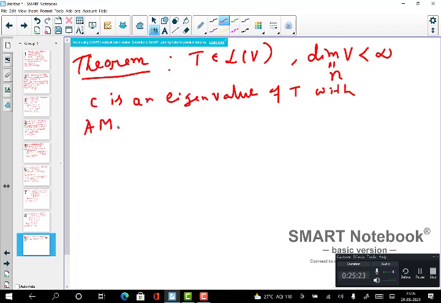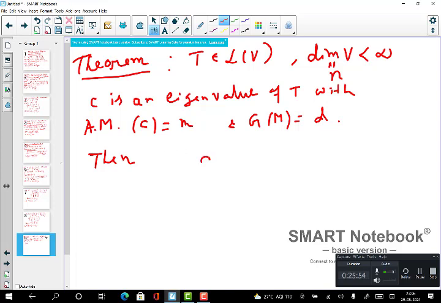So let me write this in short form. AM is algebraic multiplicity. I mean to say that the algebraic multiplicity of c is equal to, say, m, and the geometric multiplicity of c is equal to, say, d. So let me write down these symbols d and m. This is true for any operator. It need not be diagonalizable. So in this case, then what happens?